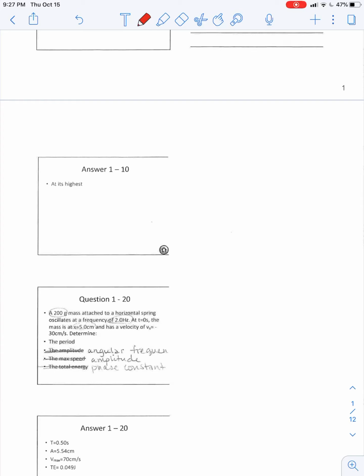So this first one wants us to find the period. So it gives us the frequency, so that's easy enough. We can just take 1 over the frequency, so 1 over 2 hertz is equal to 0.5 seconds. Okay, and the next one that I wanted you guys to find was the angular frequency, so just use 2 pi times the frequency since you have that information pretty easily. And then that should give you 4 pi radians per second.